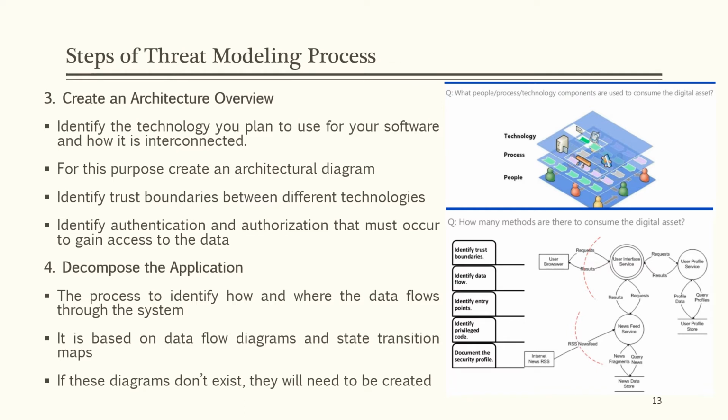Application is decomposed based on the flow of data. The process is to identify how and where the data flows through the system. It is based on data flow diagrams and state transition maps. If these diagrams do not exist, they will need to be created. In the picture, you can see different methods that can be used to consume or misuse the digital asset, like identify trust boundaries, identify data flow, identify entry points, identify privileged code, document the security profile.